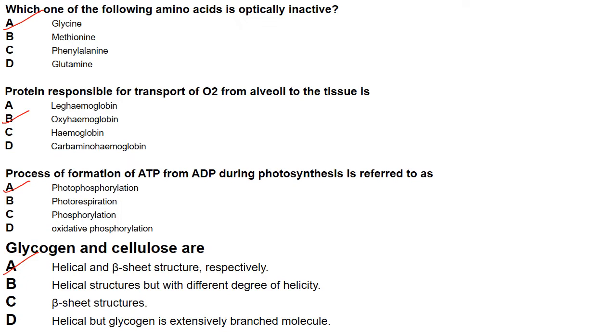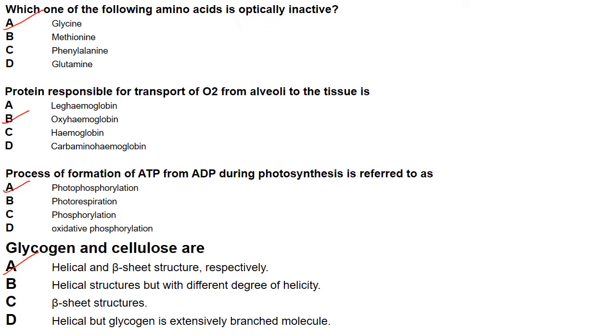Protein responsible for transport of oxygen from alveoli to the tissues. So it is oxyhemoglobin. Oxygen is transported from alveoli to tissues in the form of oxyhemoglobin, that is the association of oxygen with hemoglobin. So the answer is option B, oxyhemoglobin.